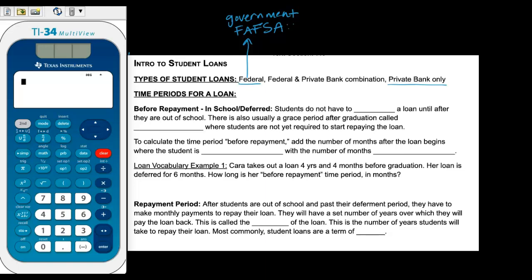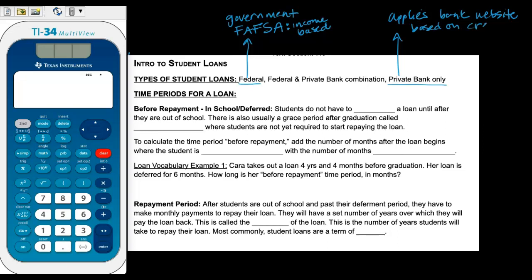And that form is income-based. So they do ask for income information, either of the student or the student's parents, and that's different than a private bank loan. The student applies through the bank website usually, and that will be based on credit.